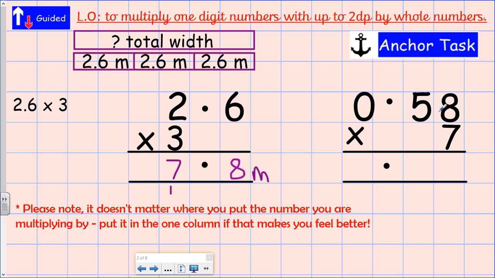The second one, hopefully if you counted those little individual planks, there were 7 of them. So we're doing 0.58 for the height times 7. I've put the 7, you'll notice, over here this time, just to show you that it really doesn't matter where that number goes, the number that you're multiplying by. I've put the decimal point in, in a square on its own. I strongly suggest you do the same and put it down first so you don't forget that you're in a decimal number. So we do 7 times 8 to start with. 7 times 8 is 56.